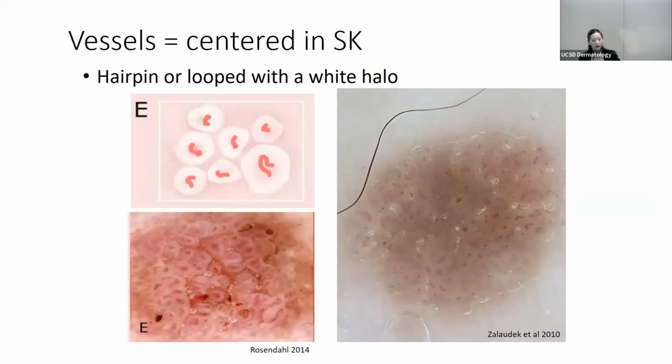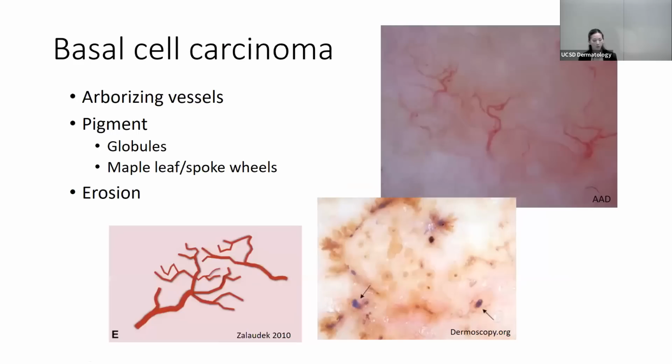Sometimes a clue that helps you figure out if it's an SK or an SCCIS is that with SKs, the vessels should be centered within this little white halo. Sometimes you can even see, down here, all of these little individual lobules, little papillations of the SK. And you can appreciate that it's really evenly, very regularly spaced. Often they're small hairpin or looped vessels, but again, you can see glomerular vessels too.